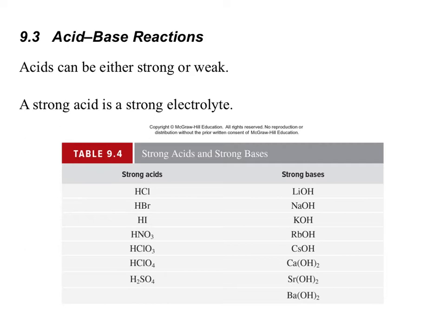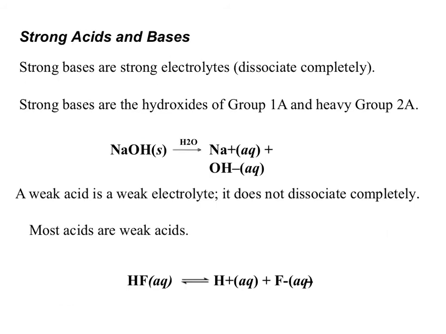Memorize these bases too. Strong bases are strong electrolytes, i.e. they dissociate completely. A weak acid is a weak electrolyte. It does not dissociate completely. Most acids, apart from the 7 strong acids that you are encouraged to memorize, are weak acids. They do not dissociate completely when in water.